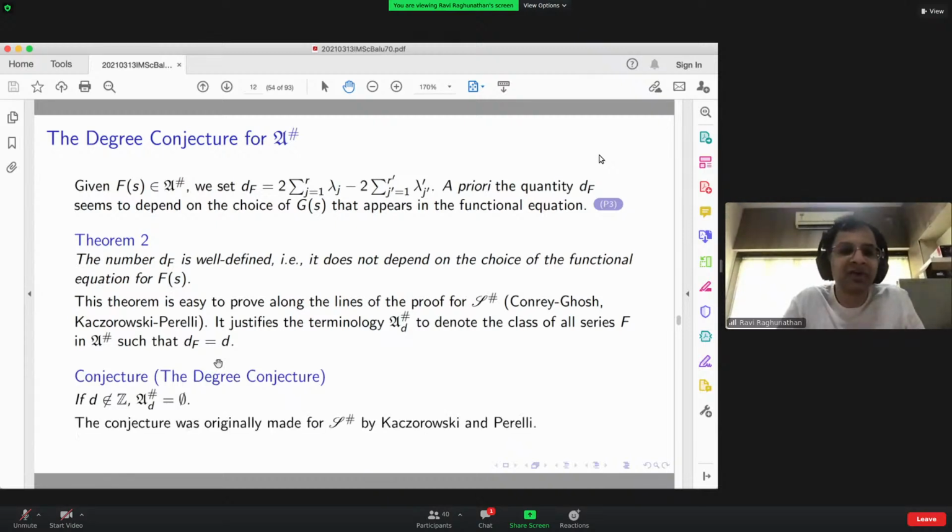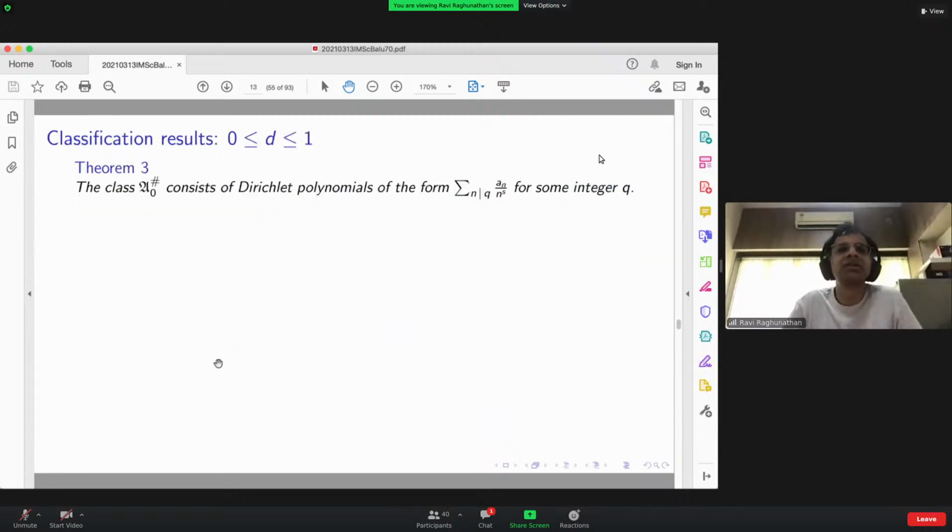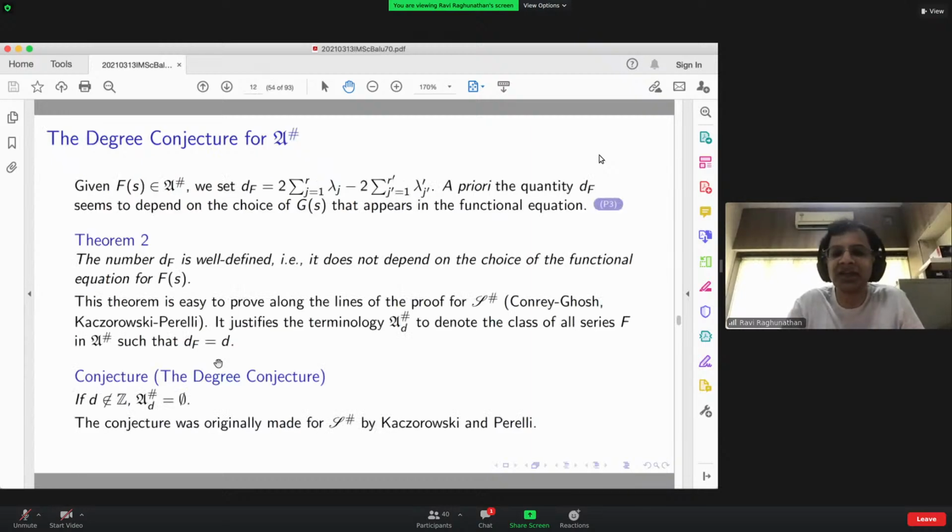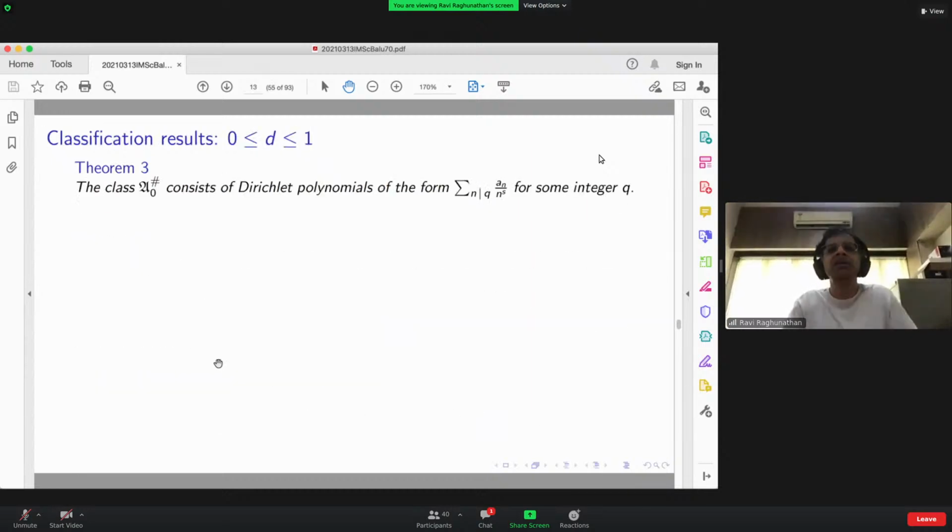And of course, again, this is not from the void. This conjecture was originally made for S sharp, the extended Selberg class, by Kaczorowski and Perelli. But I will now give evidence for believing that it can equally hold in our class A sharp. So, classification results: the next couple of slides will classify the elements in the Selberg class of small degrees.